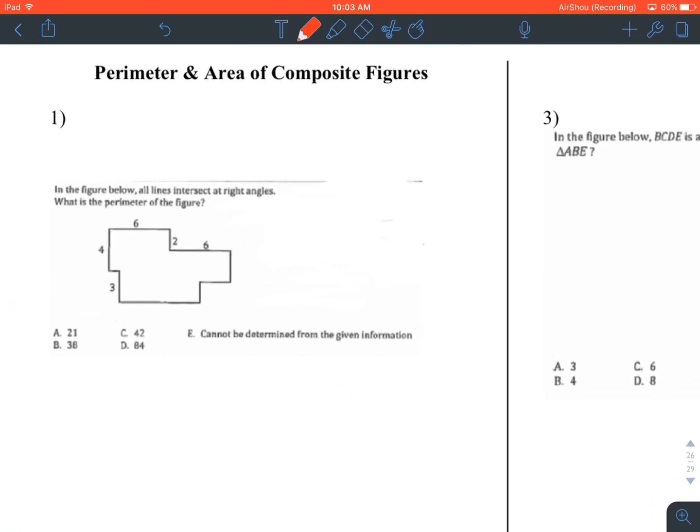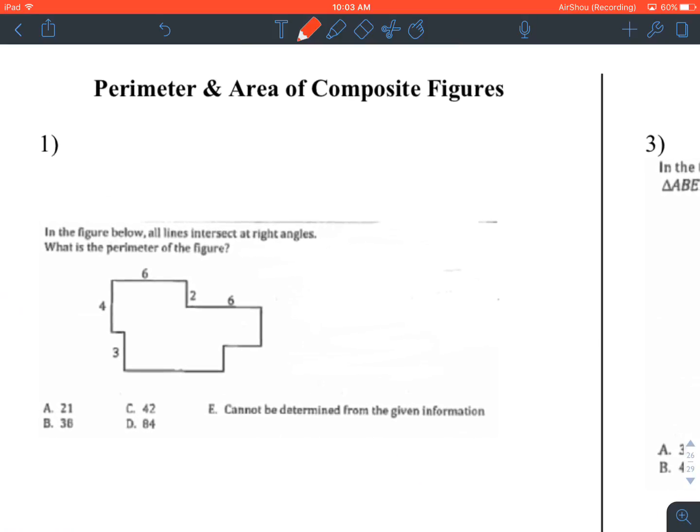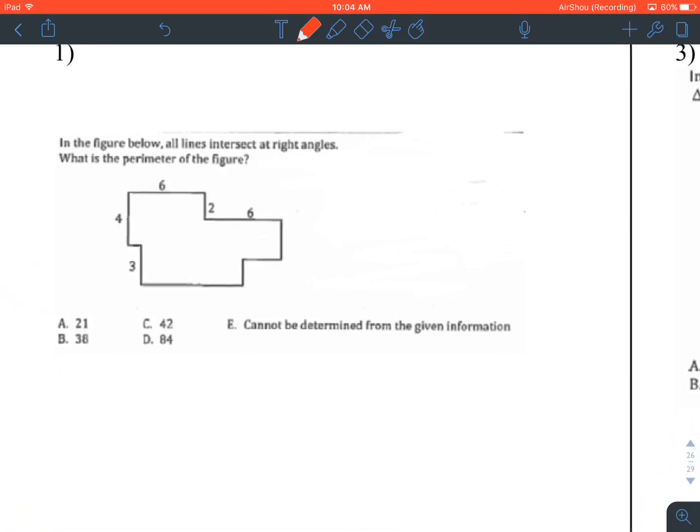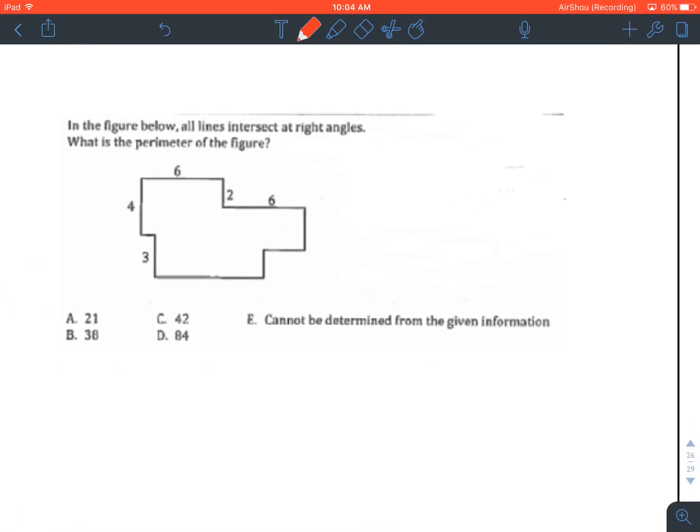Composite shapes. Composite shapes means that it's a shape made up of many shapes. In the figure below, all the lines intersect at right angles. What is the perimeter of the figure? So to do this problem, we need to figure out the length of this side, this side, this side, and this side, and then add up all the numbers. Oh, we also need this little guy right here.